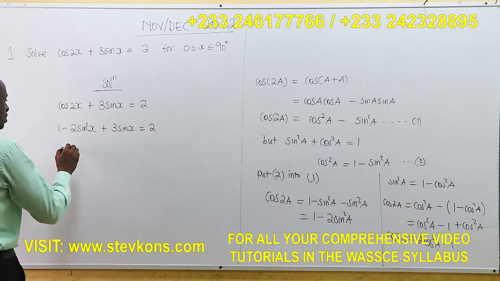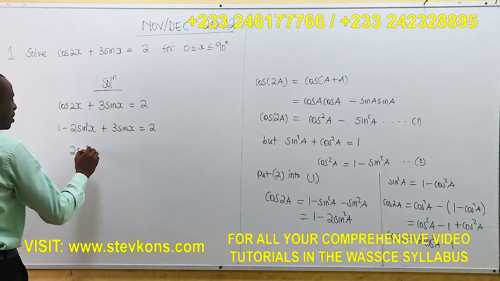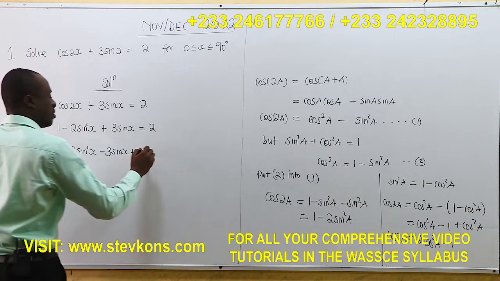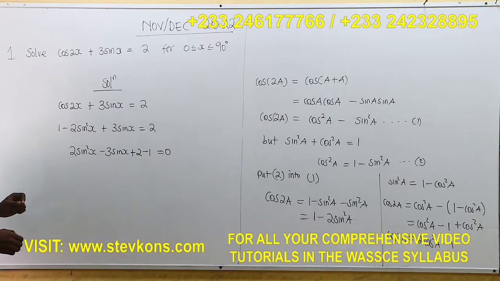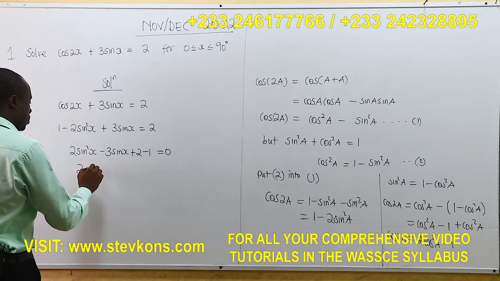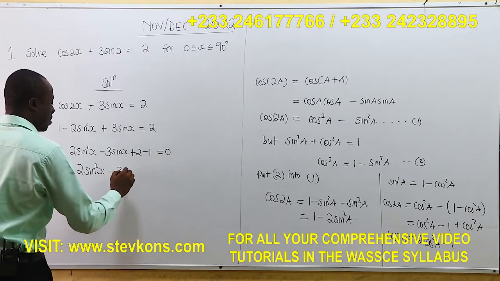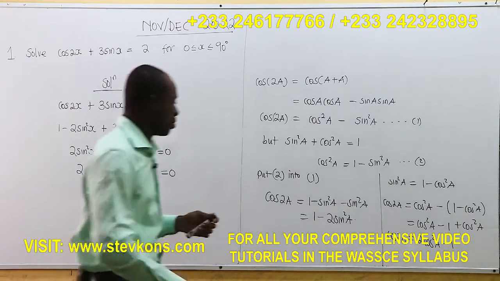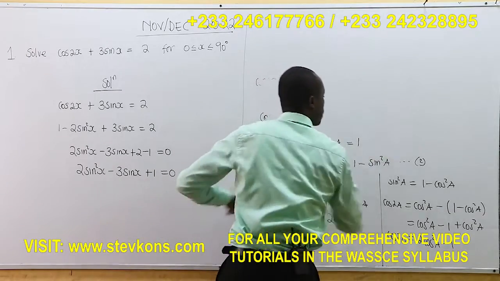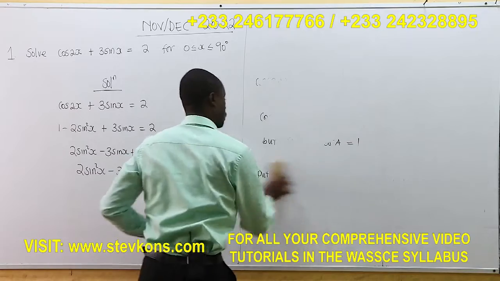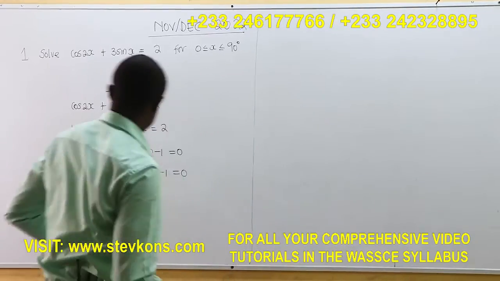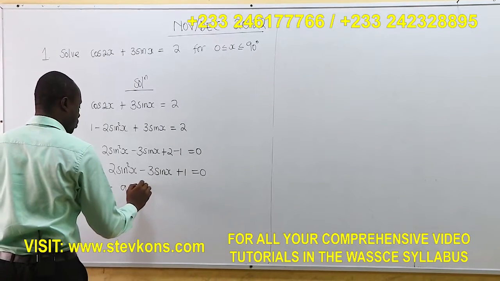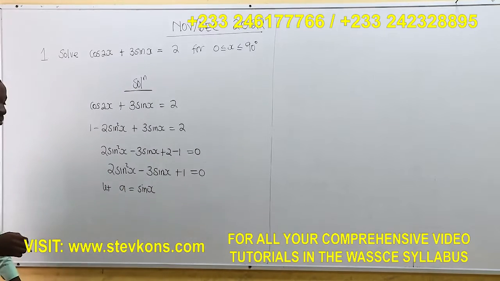So negative crossing becomes positive. 2 sine square x minus 3 sine x plus 2, this is coming minus 1, which is equal to 0. And clearly what do you have? You have 2 sine square x minus 3 sine x plus 1, and this is equal to 0. Now we can say let a be equal to sine x.